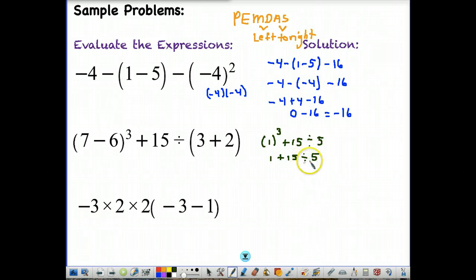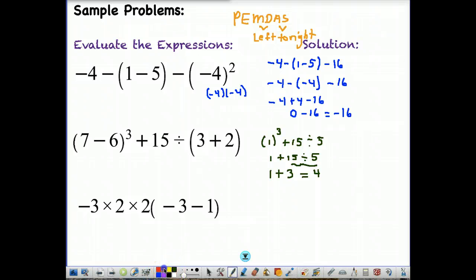We still have the multiplication division. That comes next in the priority level. So we're going to write the 1 and the plus because we can't do that yet. And then we are going to divide 15 divided by 5, which is 3. Now we can do our addition subtraction and we would get 4. As long as you follow your order of operations, you'd be in good shape.